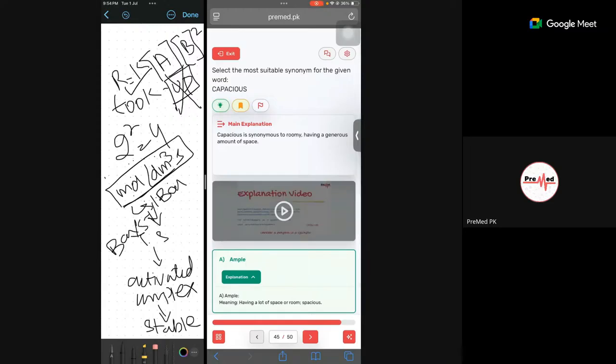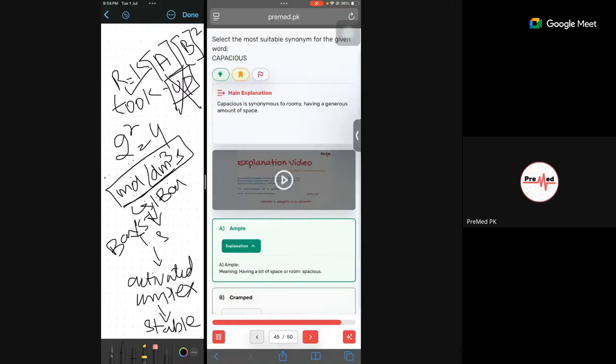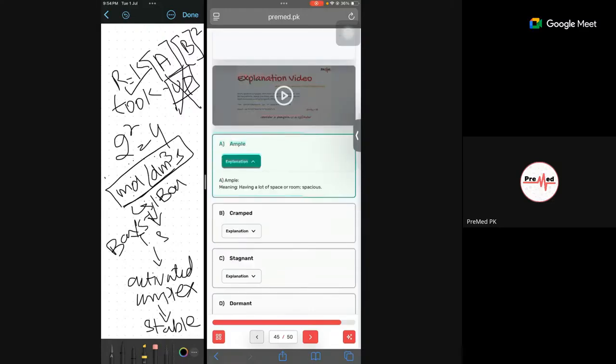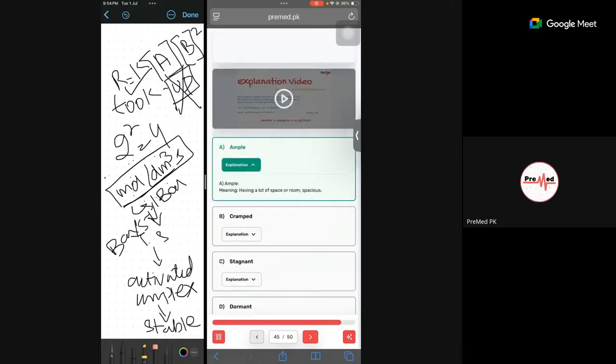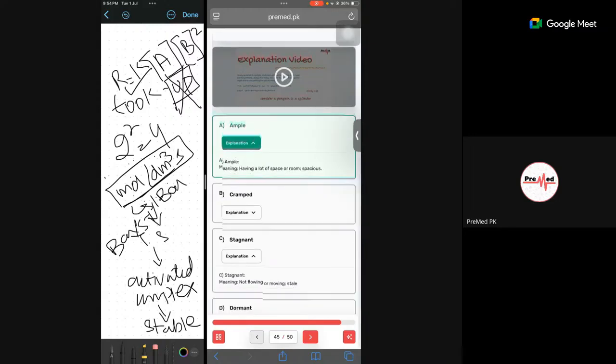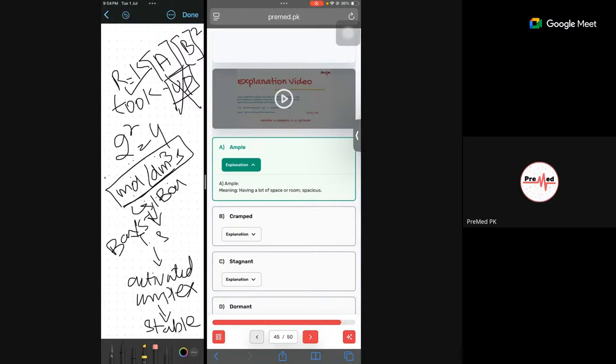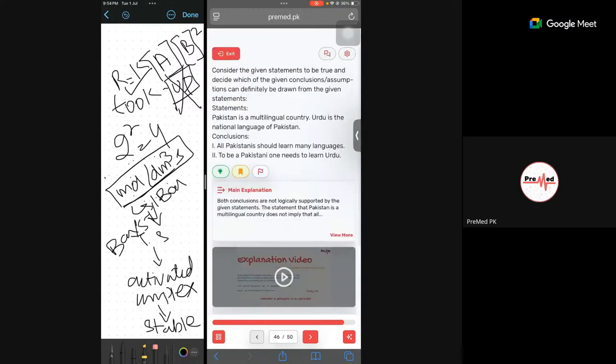Next is capacious. Capacious synonym is ample. Capacious means a wide space. We have cramped, which is its antonym, meaning less space. We have stagnant smell. Stagnant is about rivers or something which is not flowing. Then dormant conditions, which means inactive conditions. We use it for that. Next one: consider the given statement to be true, and we have to see whether these statements are true or not.